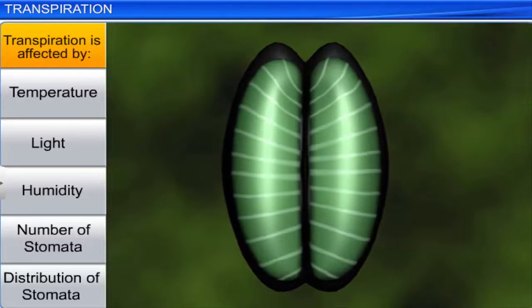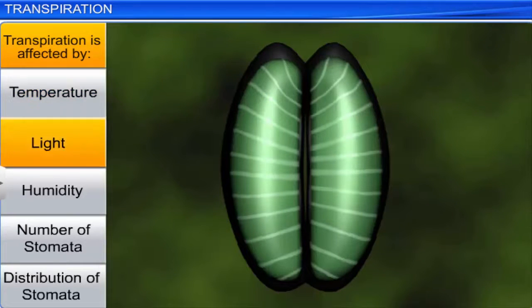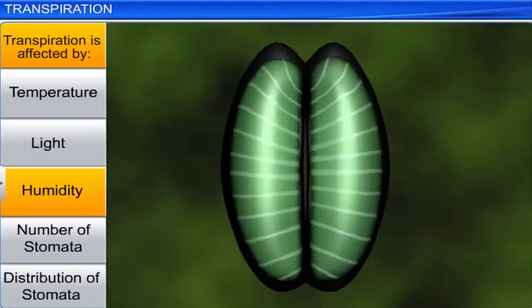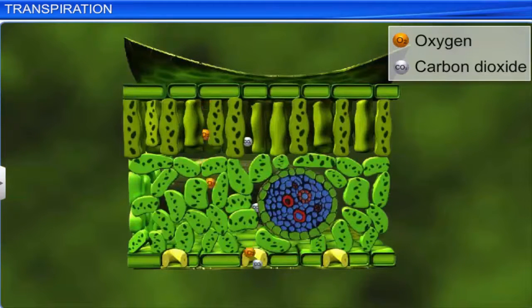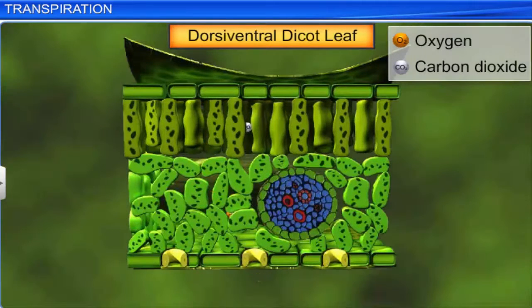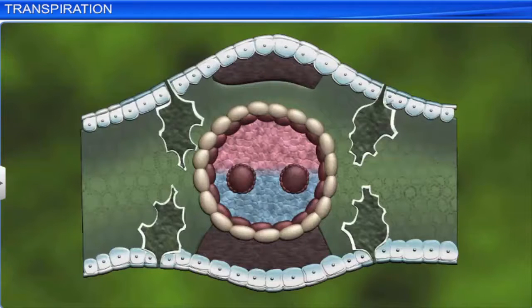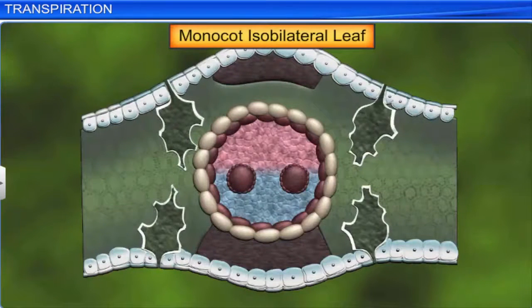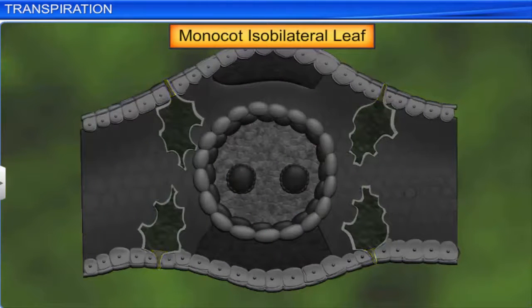Transpiration is affected by both external factors like temperature, light, humidity, etc., and plant factors like the number and distribution of stomata. Typically, the lower surface of a dorsiventral dicot leaf has a greater number of stomata. On the other hand, a monocot isobilateral leaf has an equal number of stomata on both surfaces.